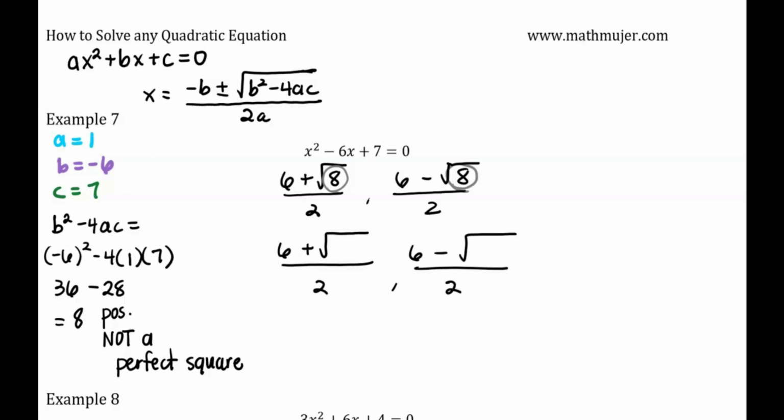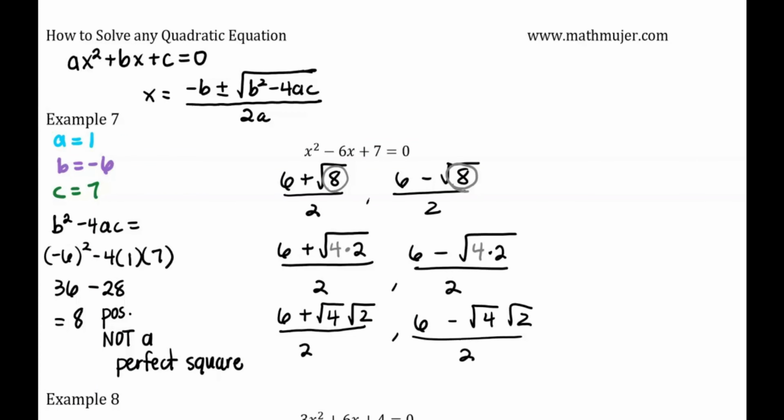A perfect square that goes into 8 is 4. 8 is 4 times 2. So I'm just going to rewrite both of these as 4 times 2. And why I wanted a perfect square is because now I'm going to break this up. Instead of writing the 4 times 2 all under the square root, I'm going to write the square root of 4 and the square root of 2. The square root of 4 and the square root of 2, that's still all over 2.